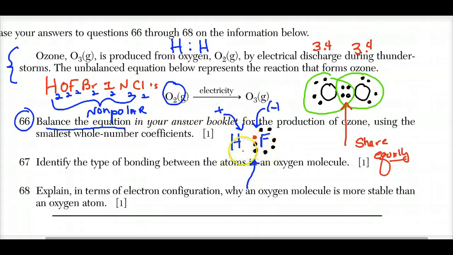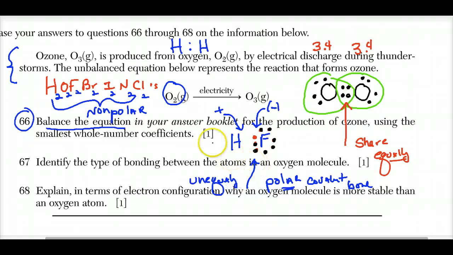Now, why are these guys sharing unequally? Because they're 2 different atoms. And therefore, they create something called a polar covalent bond. There's poles. There's a difference. Okay, polar covalent bond. Nothing to do with the molecule yet. Polar covalent bond, and they're sharing unequally.